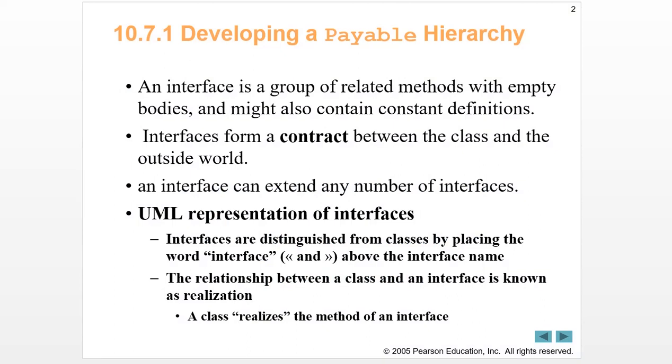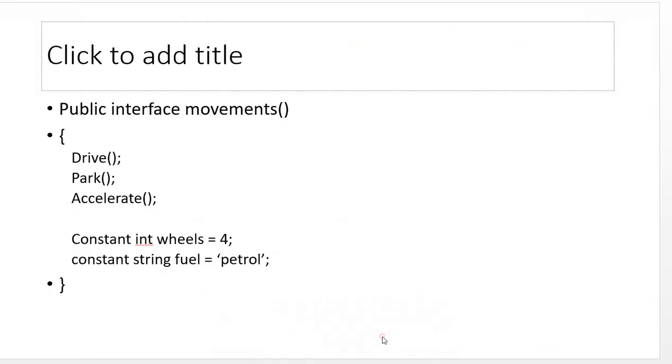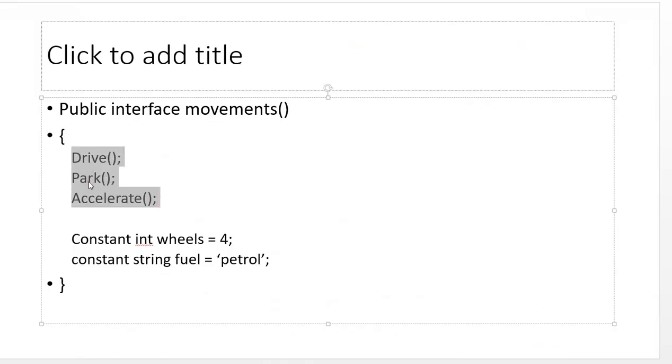So basically an interface is a group of related methods with empty bodies and might also contain constant definitions. So as I was saying, they are related methods. That means they move together. They have to always be there. So in this interface, these are the related methods. They're always there together. So where one exists, the other should exist. They always move in that bunch.